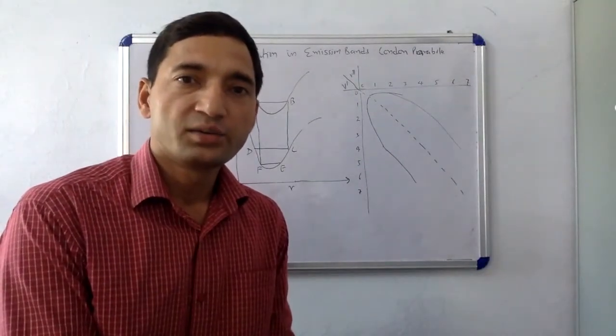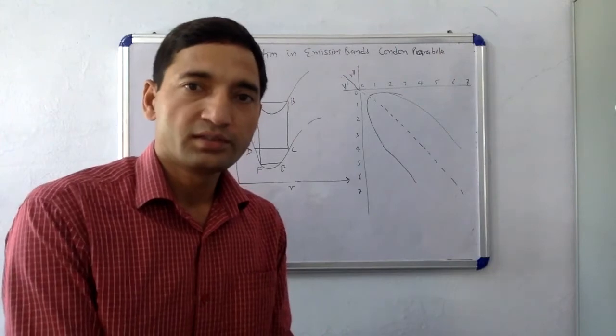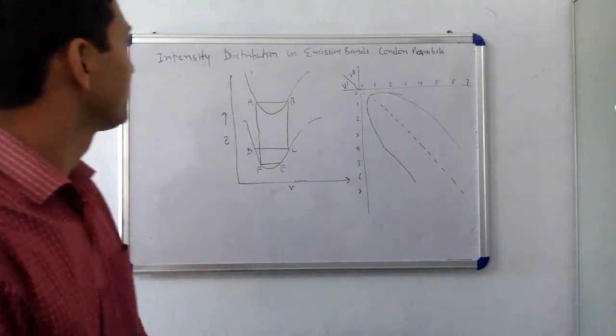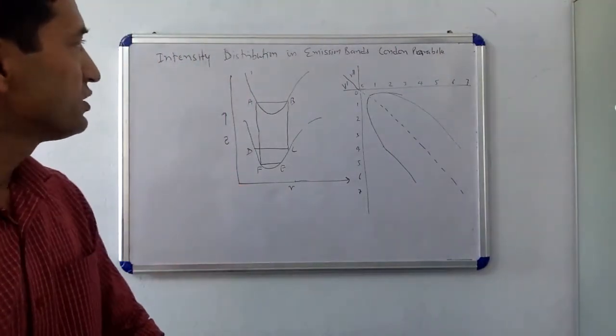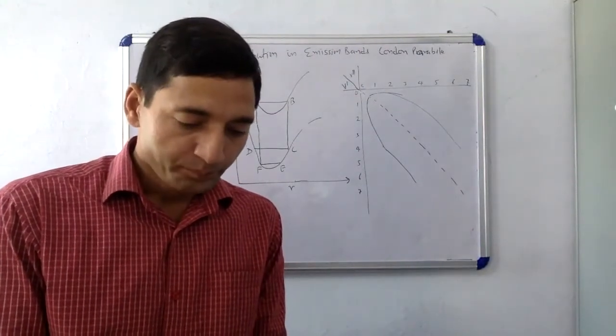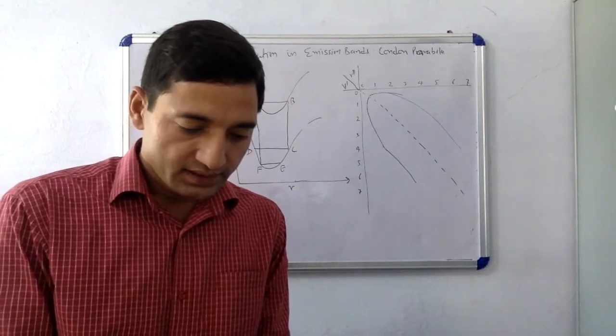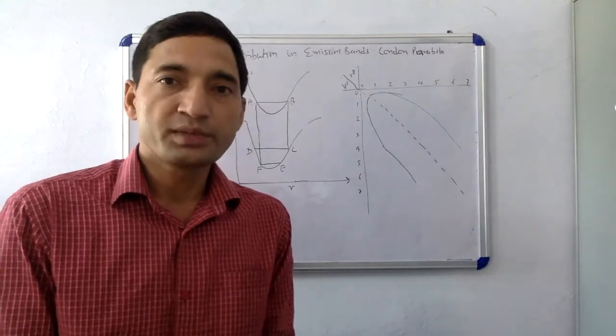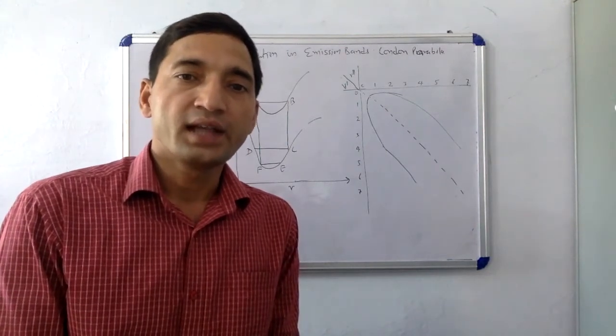I think it's now the last topic of this molecular spectroscopy, and here I will be discussing the intensity distribution in the emission band, that is, the Condon parabola. So far I was discussing the Franck-Condon principle for the absorption band.